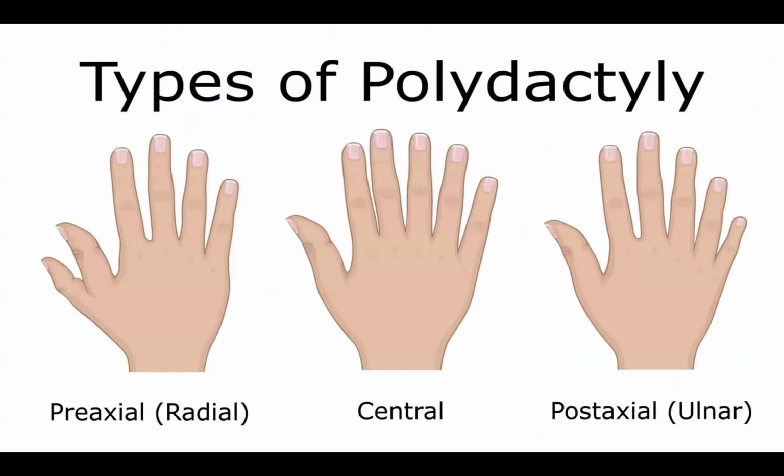Polydactyly means extra fingers or toes. It can be preaxial, radial, for example if a person has 2 thumbs, or central if the extra finger is in the middle, or postaxial if it has an extra small finger, pinky finger. This one is caused by a dominant allele, so only one parent needs to pass it on.